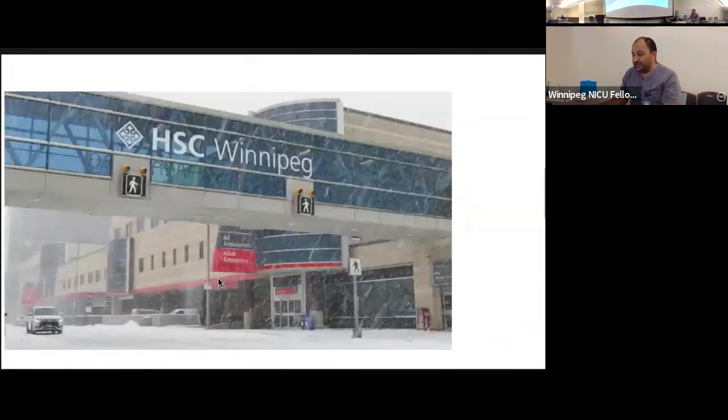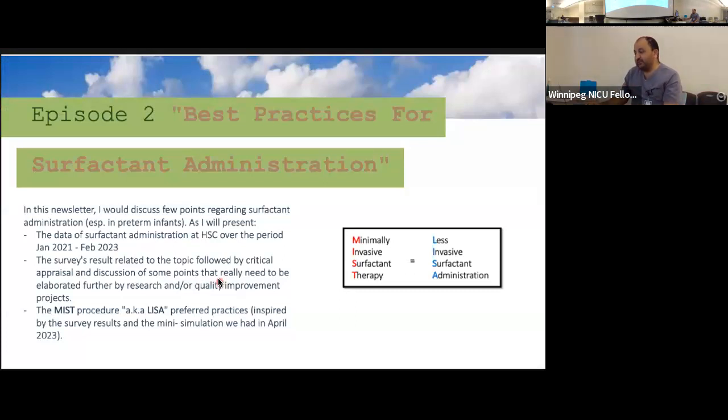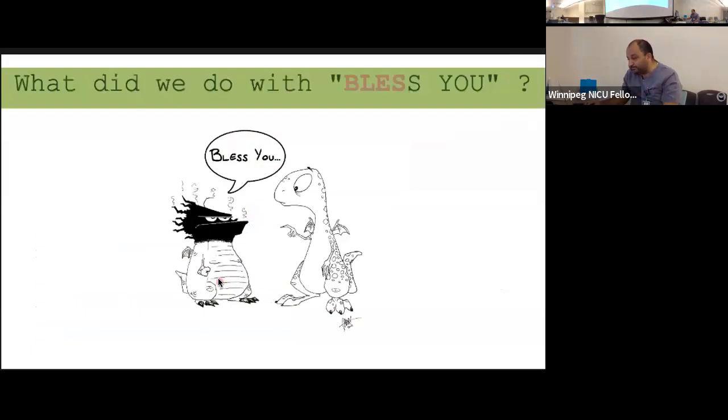The local data at the HSC, which was presented already in the info letter, is that I collected the data from 2021 to February 2023. And I collected all the number of the cases that were given surfactant. I just confirmed that my source of information was just the discharge patient list. It was not a formal, accurate source of information, but it gives an idea about how we did over the last 2 years.